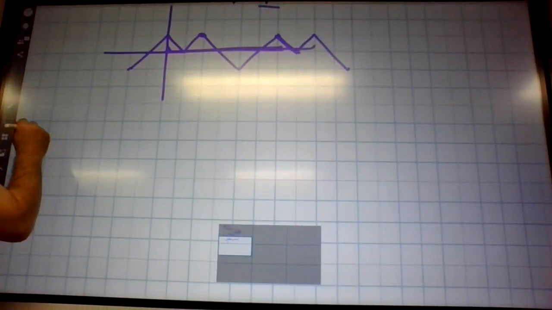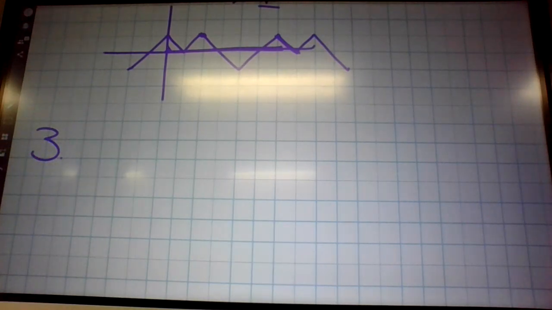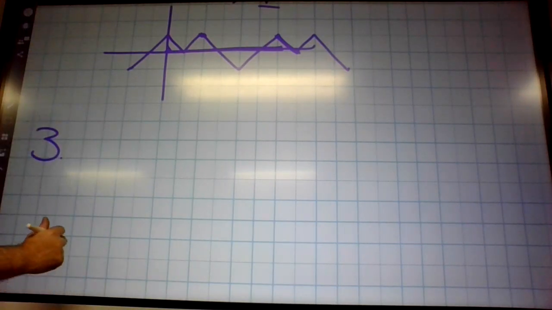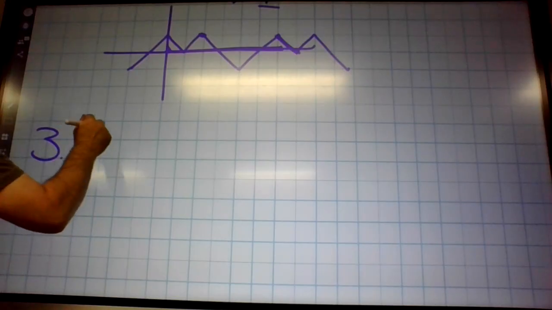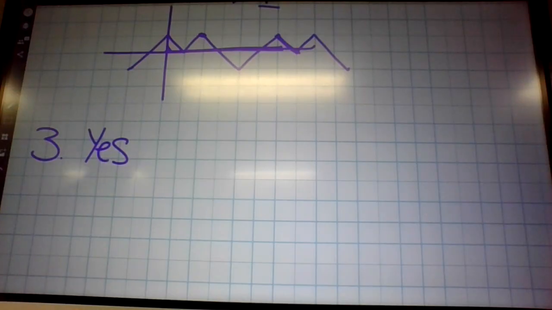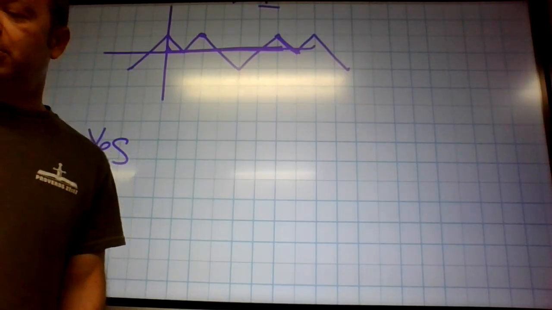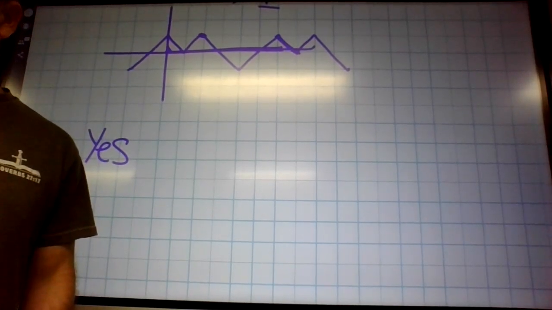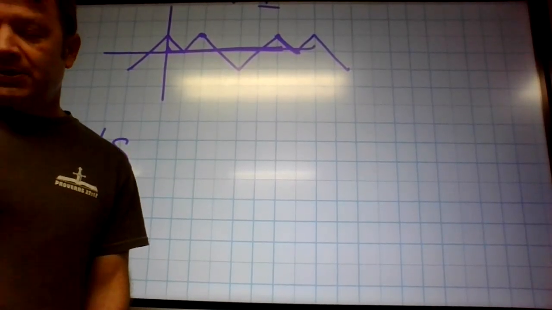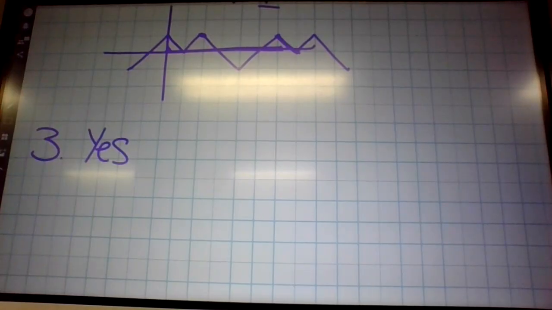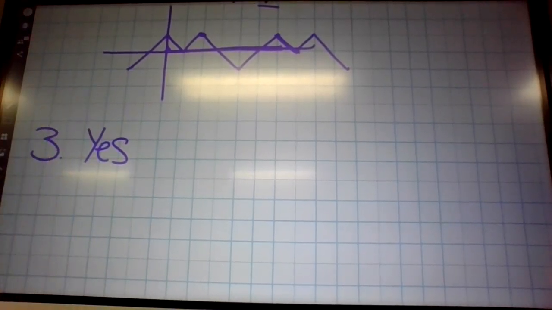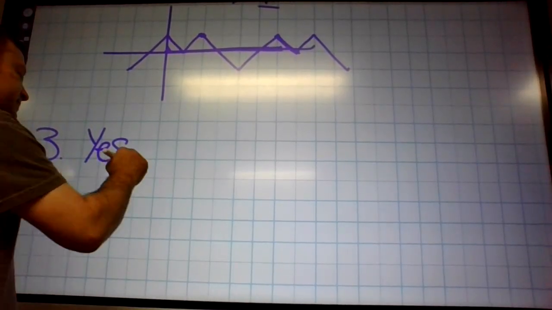Number 3. Does number 3 look periodic? Yes. Which of the graphs is not periodic, do you think? Number 4. There is a pattern, but the values aren't repeating themselves. So for 4 you don't have to answer all the questions, you just put no. Because it doesn't have a period, it doesn't have an amplitude.